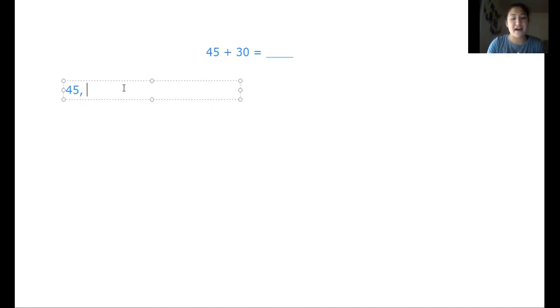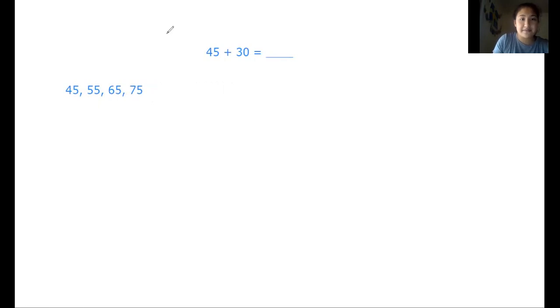So we have 45. Adding 10 to 45 gives us 55. Adding 10 to 55 gives us 65. And adding 10 to 65 gives us 75. Nice job. That's one way you can solve this problem. You could also add the tens together, then add the ones. It might look like this.